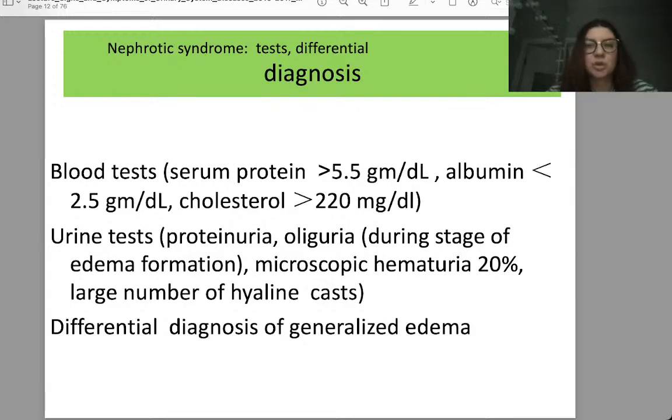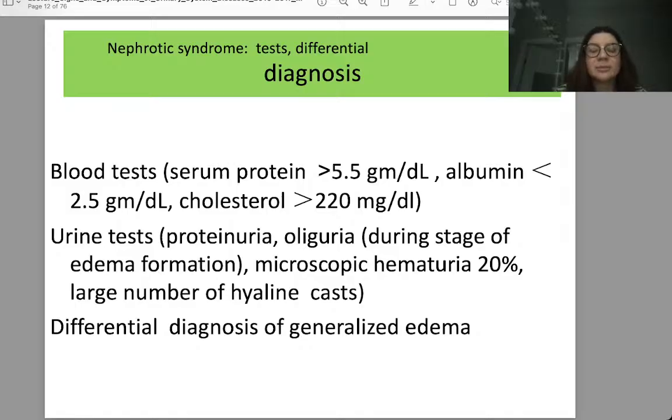Laboratory tests that we use usually include blood tests. The most typical changes for nephrotic syndrome will be serum protein more than 5.5, albumin less than 2.5, and cholesterol more than 220 milligrams per deciliter. In urine tests, the typical changes are proteinuria and oliguria during the stage of edema formation. It can be microscopic hematuria, nearly in 20% of patients, and a large number of hyaline casts.